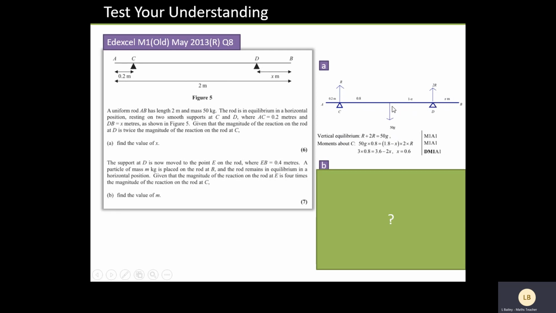I know that the distance to the center of the rod from B is 1 meter. I know the distance from B to D is X. So that's 1, that's X. So this bit here between D and the center of mass must be 1 minus X. So the total distance from A to D is going to be 1 plus 1 minus X.